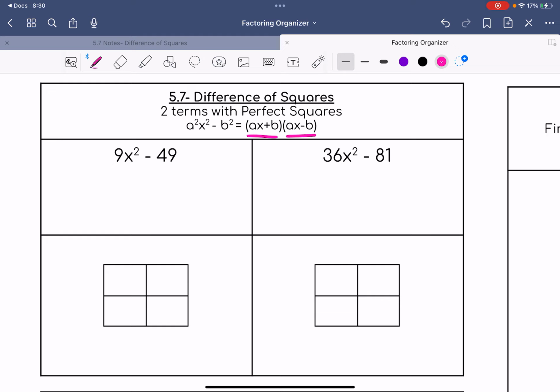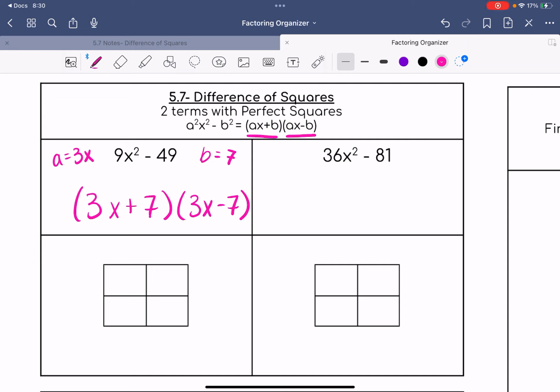9 and x squared are both perfect squares. 49 is a perfect square, and then we are subtracting them. It's a minus in between. So 9x squared is 3x times 3x, so if you want to write that down. And then 49 is 7 times 7. So my factored form here is going to be 3x plus 7 times 3x minus 7.